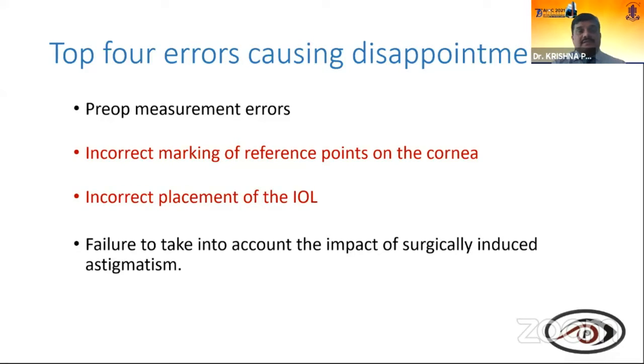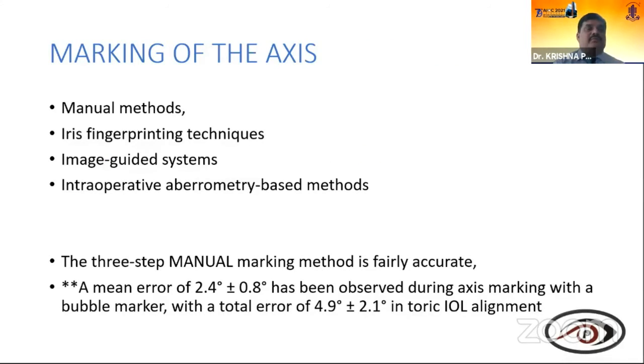So out of this incorrect marking, I can give the first, I think, disappointment, and the second one is the incorrect placement of the intraocular lens. So for marking of the axis, there are different methods that have been in the market for the last couple of years. Most of us till today do the manual method.